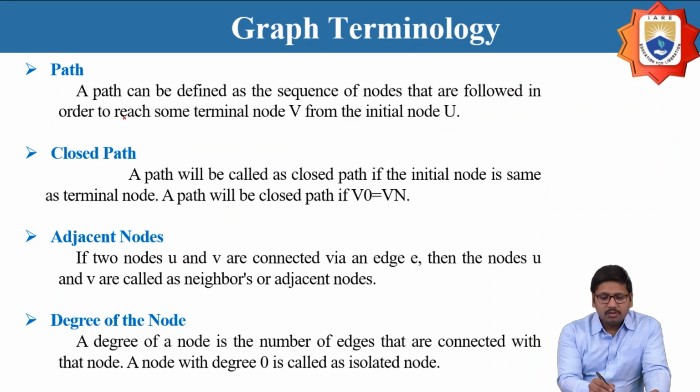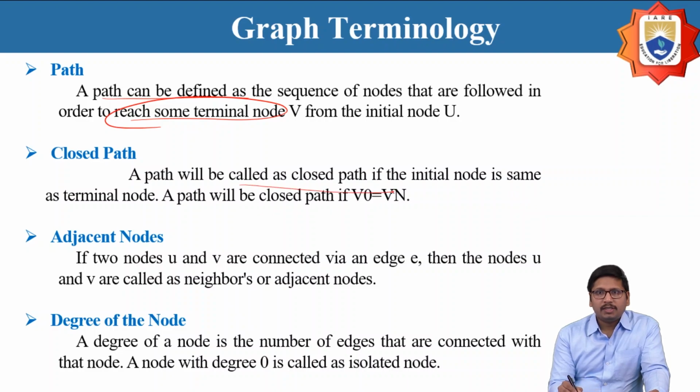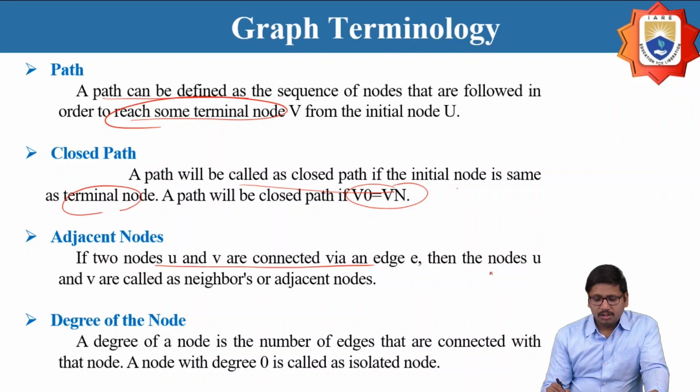So what is a path here? A path can be defined as a sequence of nodes that allows us to reach some terminal node. A path is called a closed path if the initial node is the same as the terminal node, that is, the path is closed if v0 equals vn. Next is adjacent nodes. If two nodes are connected by an edge, then the nodes u and v are called neighbors or adjacent nodes. The degree of a node is the number of edges connected with that node, and a node with degree 0 is called an isolated node.